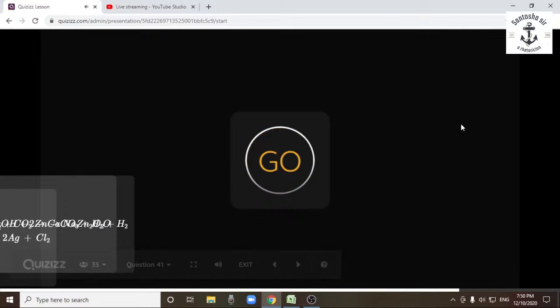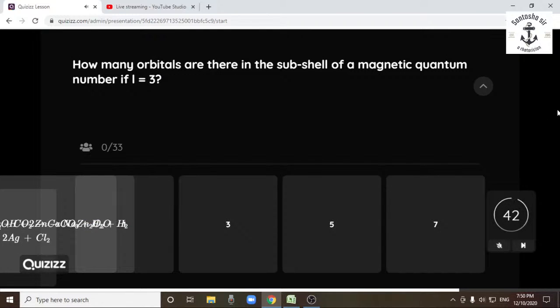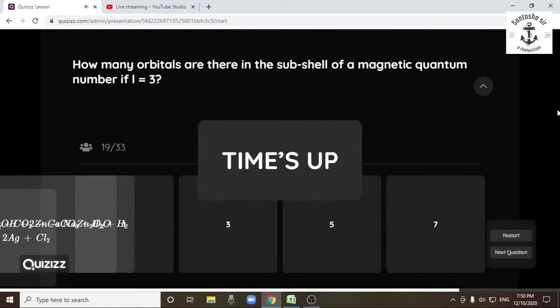Question number 41. How many orbitals are there in the subshell of a magnetic quantum number if L equals 3? 25 seconds. 10 seconds. 8. Time is up.